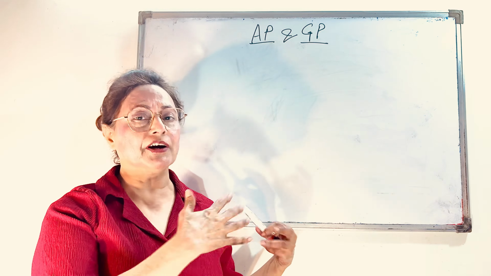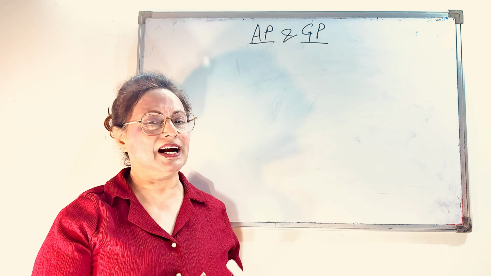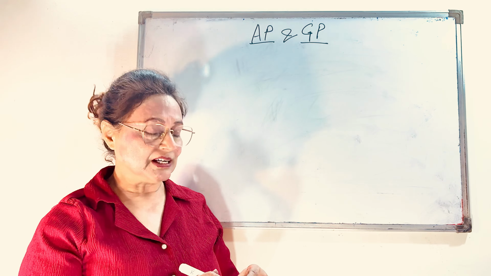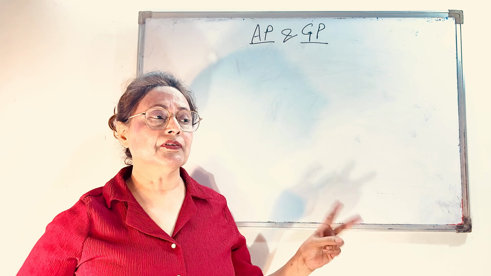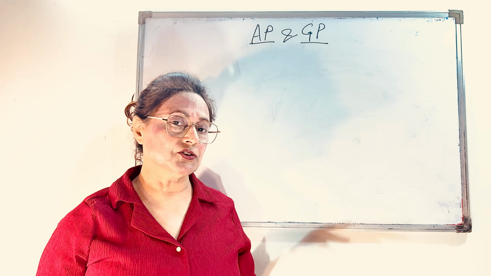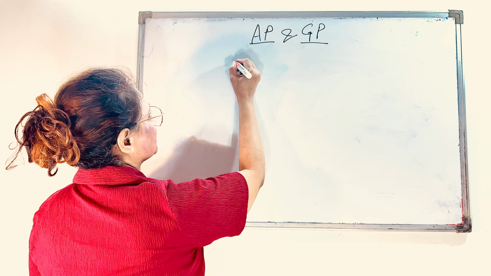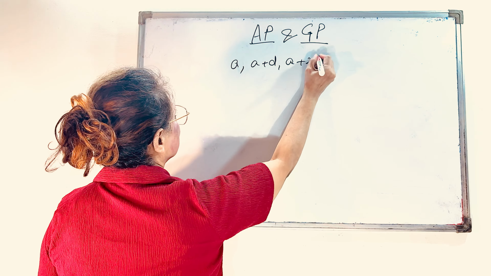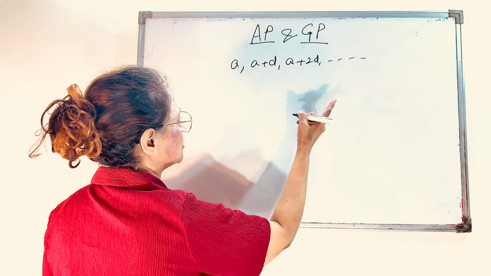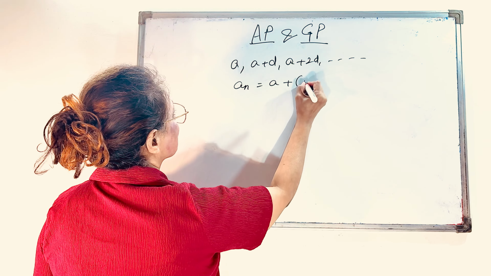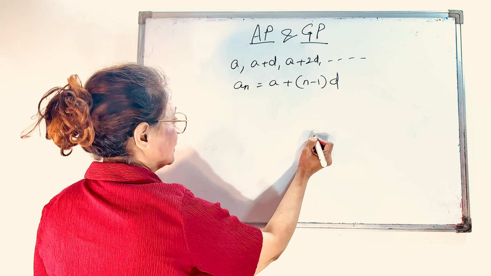Alright, AP I've already done before, but that was kind of a rushed one. So AP is a series where the difference between any two consecutive terms is a constant. For AP, the series is a, a plus d, a plus 2d, and so on. The difference is constant. The nth term of an AP would be a plus n minus 1 into d.